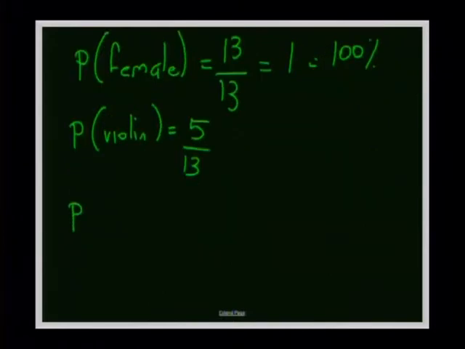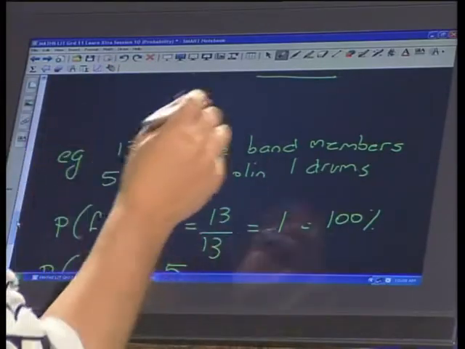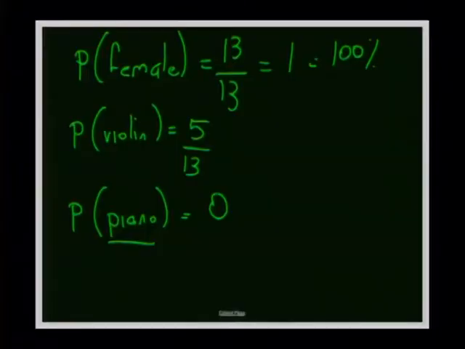And the last one I want to look at is, what is the probability that they play the piano? The question told us that there were 13 female band members, 5 played the violin, 1 played the drum. It didn't tell us anything about the other 7 band members, so we can't assume what instrument they played. So when we're looking for the probability of a piano, we've got to say there were actually no piano players out of a total possible 13 band members. So in this case, our probability is actually 0. You can write it as 0%.